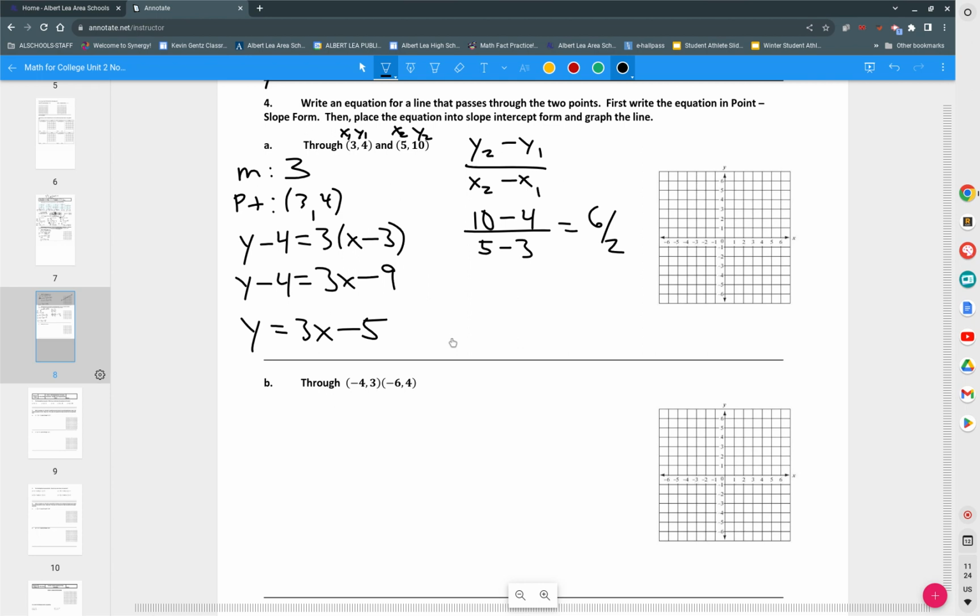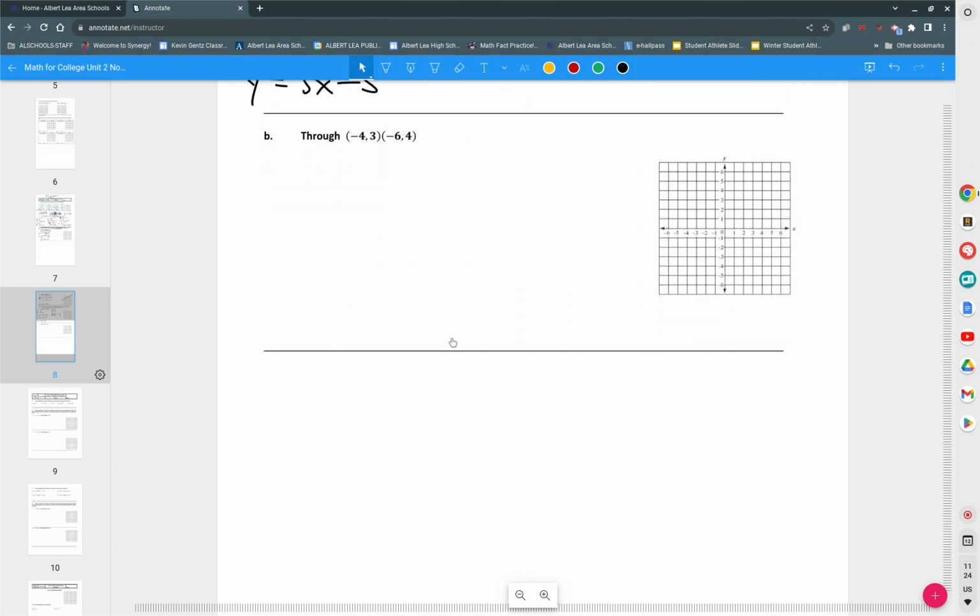Okay, last one then. Same thing, we have 2 points. Every time it says write an equation for a line, you could say what is the slope and what is the point. Spencer, do you want -4, 3, or do you want -6, 4? It's up to you. -6, 4. Okay, so he wants -6, 4. I don't have the slope. Just got to figure out the slope.